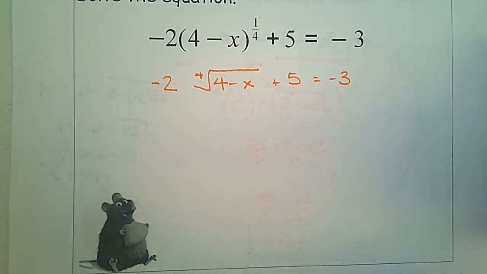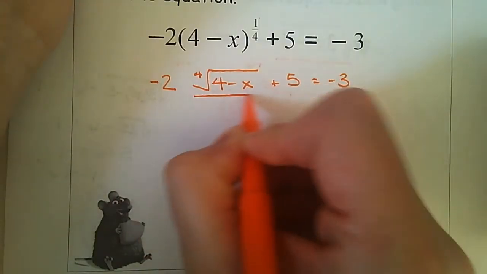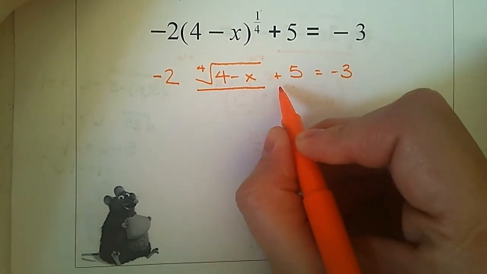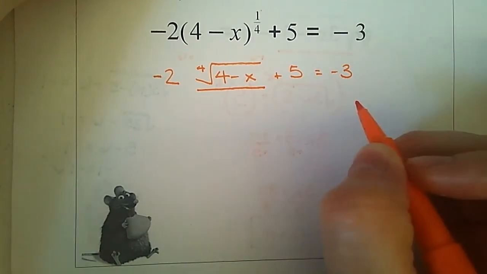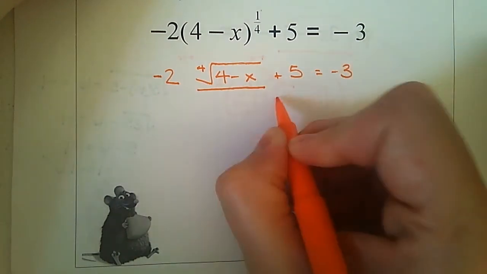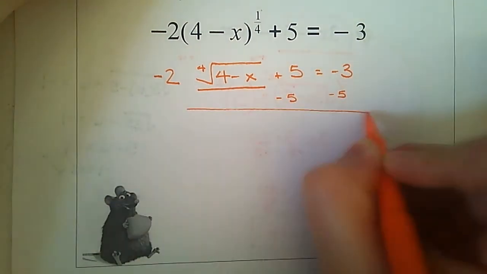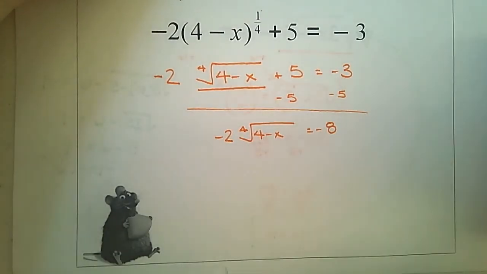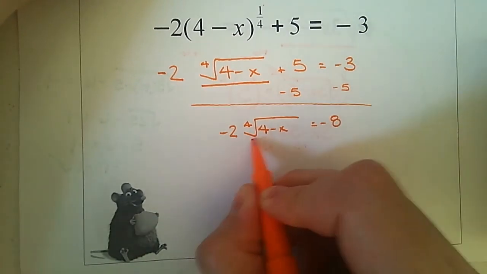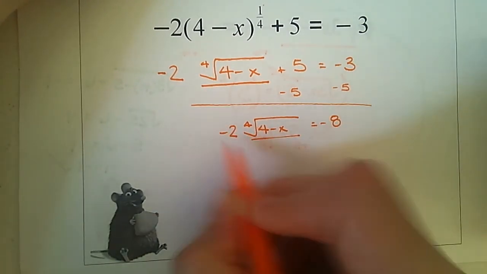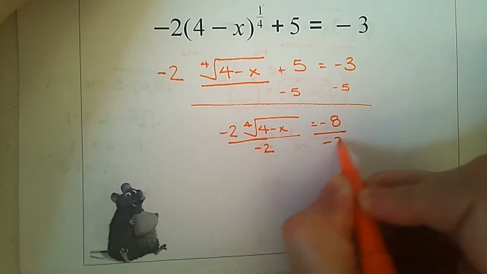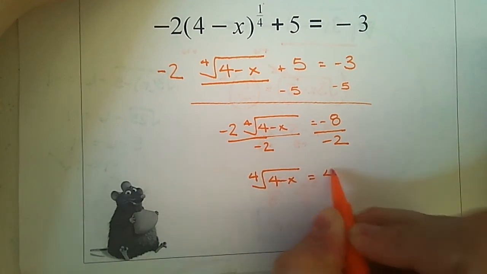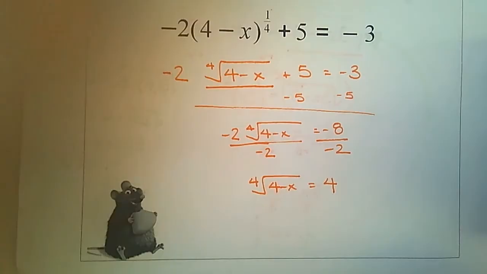Next thing we want to do is isolate our radical, so I want to get that all by itself. Right now I'm adding 5, so let's subtract 5 so that we can get this radical totally by itself. Still not totally by itself. Right now I'm multiplying by -2, so let's go ahead and divide by -2. All right, so our radical is totally by itself.